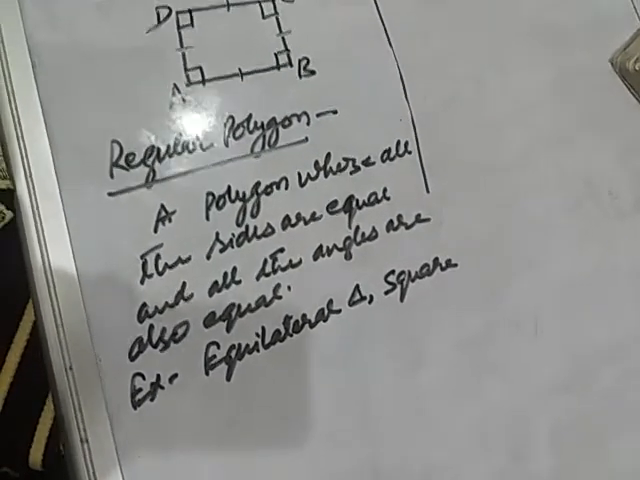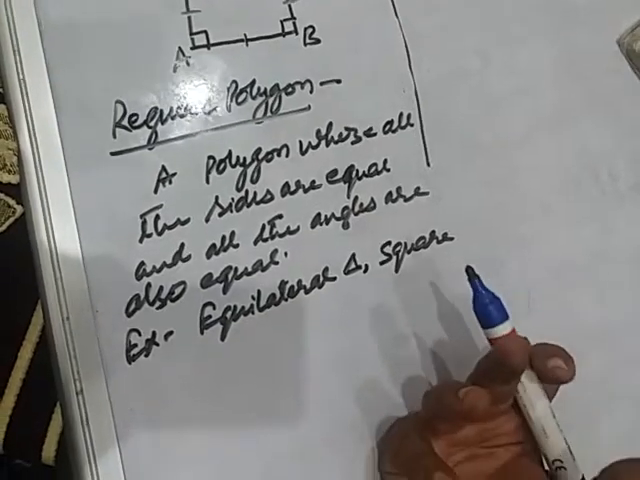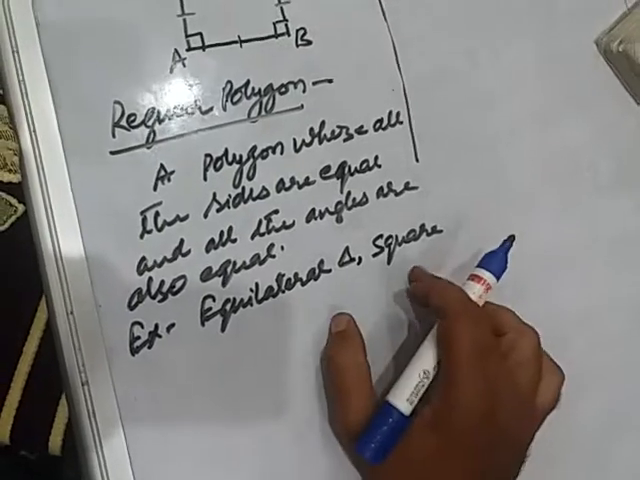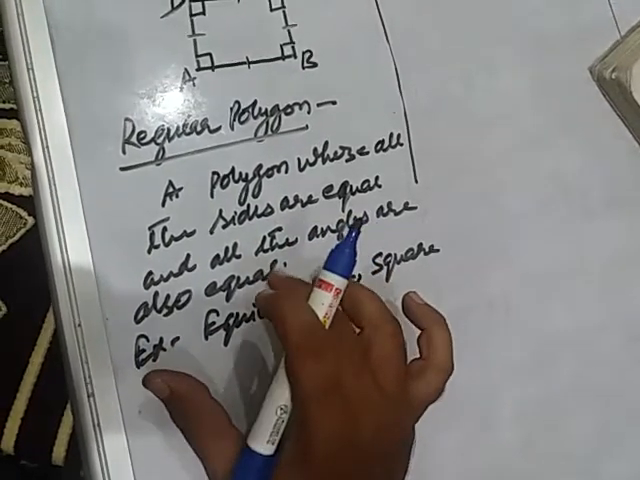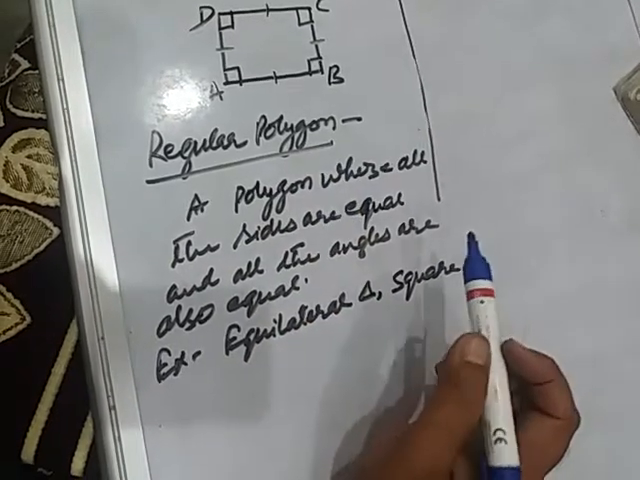So this is a four-sided regular polygon. An equilateral triangle is a regular polygon because all the three sides are equal and all the three angles are also equal. A square is also a regular polygon because here all the four sides are equal and all the four angles are also equal.